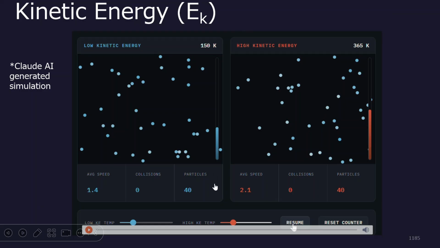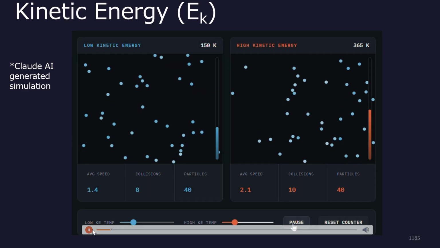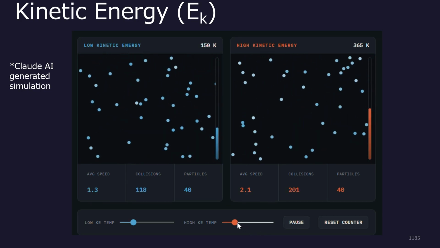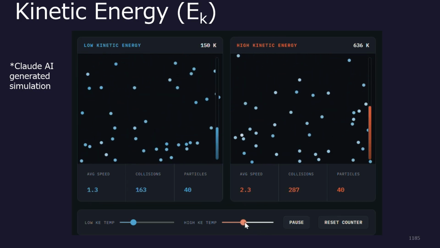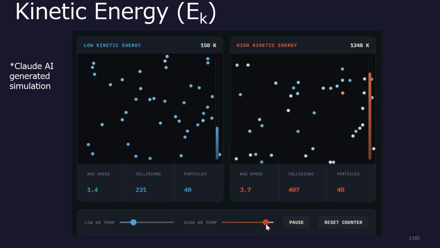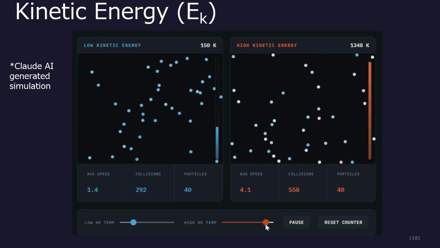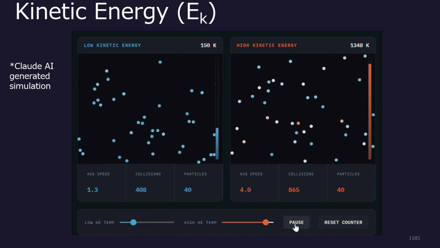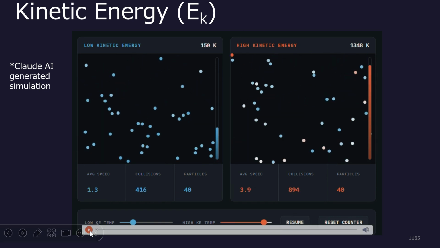We also have the average speed in some units I don't know, but just arbitrary units. So when I start this, all right, you can see the collision counter is going much faster, and I'm going to increase it to the max, 1,348 Kelvin on the right. Collisions go way up.